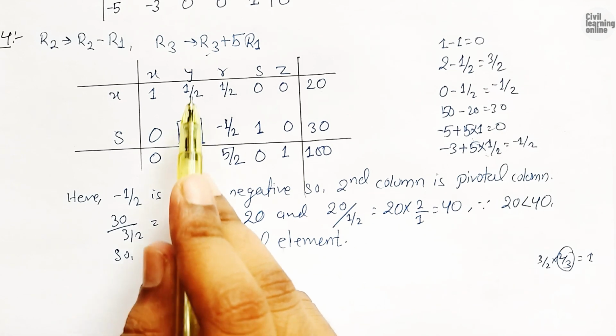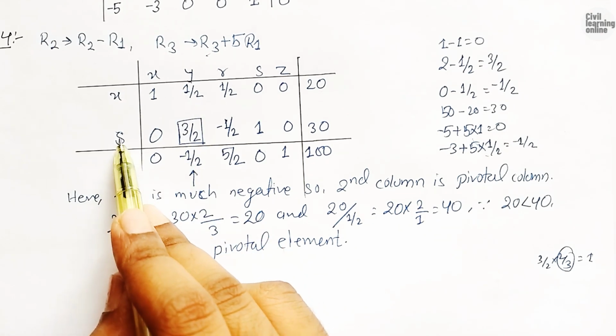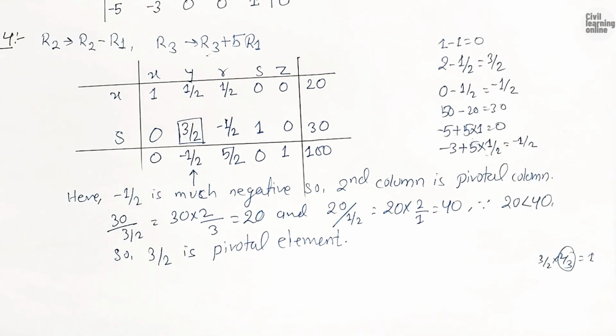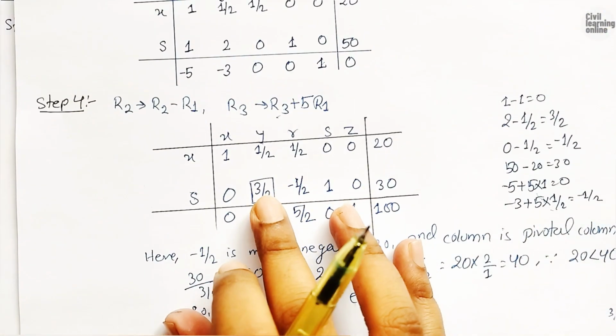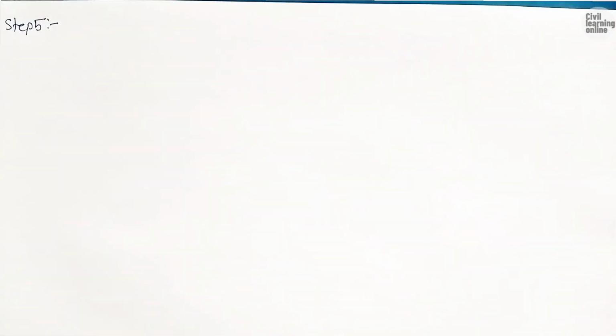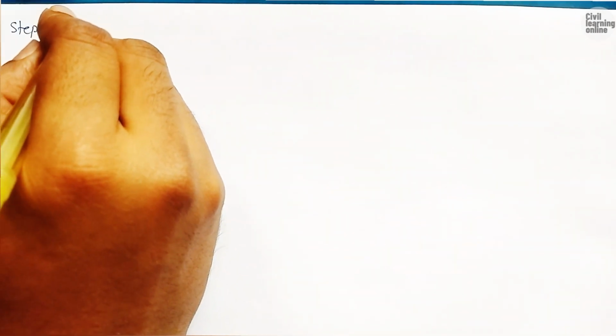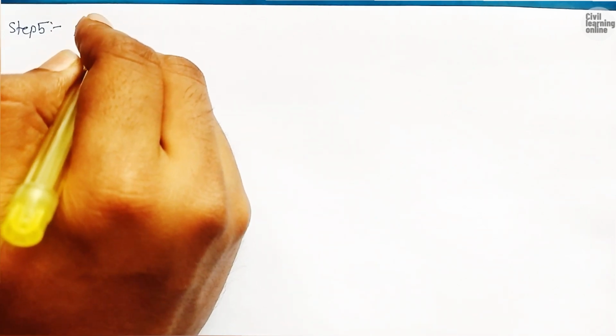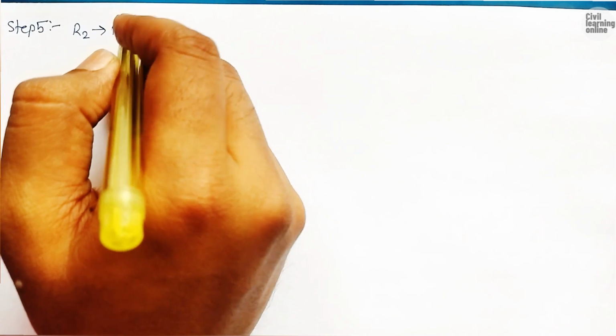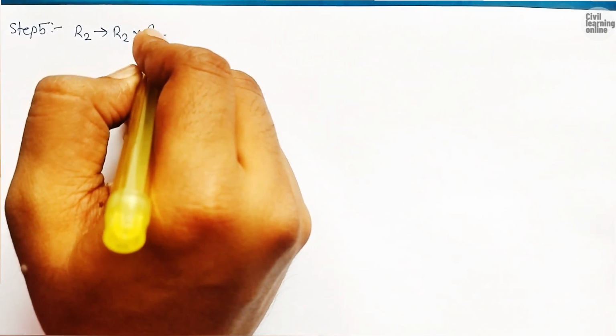The pivotal element corresponds to y, so this s will be replaced by y in the next step, that is step 5. So here we have step 5, and in step 5 we have to convert the pivotal element to unity. So I am going to write here R2 implies R2 multiplied by 2 by 3.